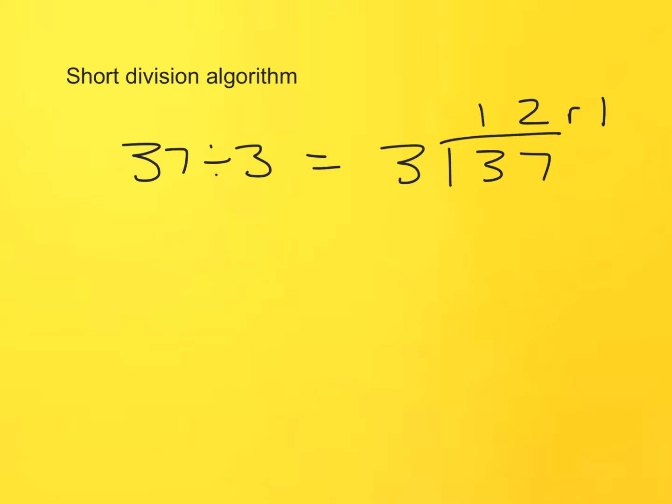How did we get that? Well, we said 2 times 3 equals 6, but we have 7 over there. How much more do we need to add to 6 to get to 7? We need 1 more. So our answer for that particular sum is 12 remainder 1.